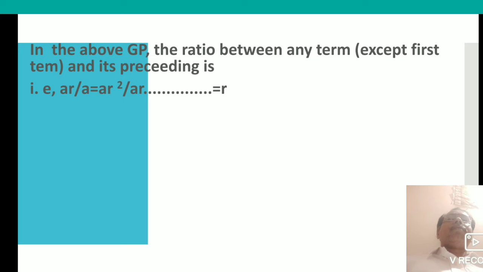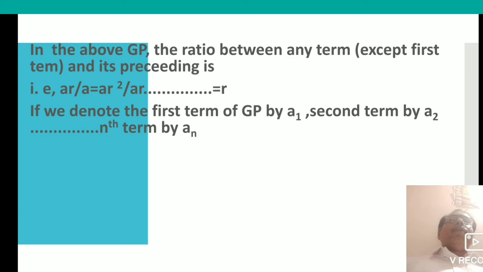Each is equal to r. See that first one, ar by a, the a gets cancelled, we get r. ar square by ar, a gets cancelled, r square by r, nothing but r to the power of 2 minus 1, that is, we get simply r. So except the first term, we take the ratio of the second and first, and third and second, and we get the same value, that is a common ratio.